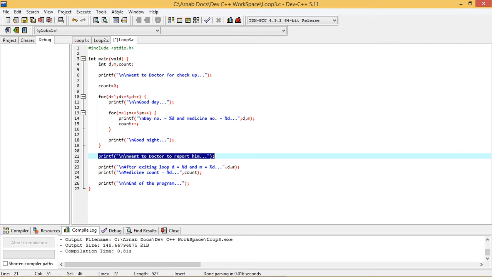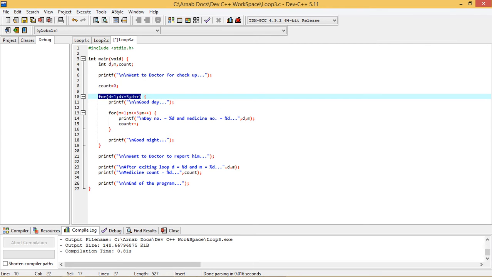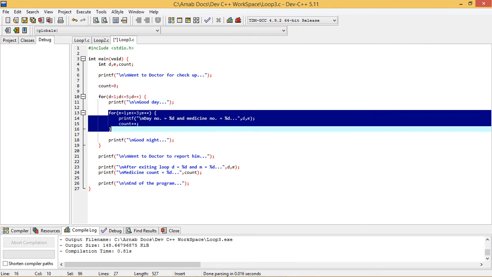So now in this way, this is a loop which is working on the day, within which there is another loop which is working on the medicine number. So the D loop is working on the day number and the medicine loop is working on the medicine number. So in this way, we are getting one example of nested looping.